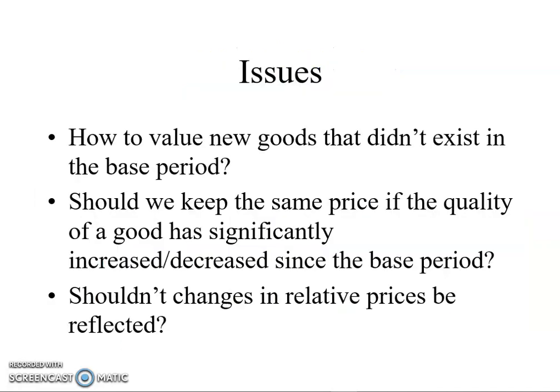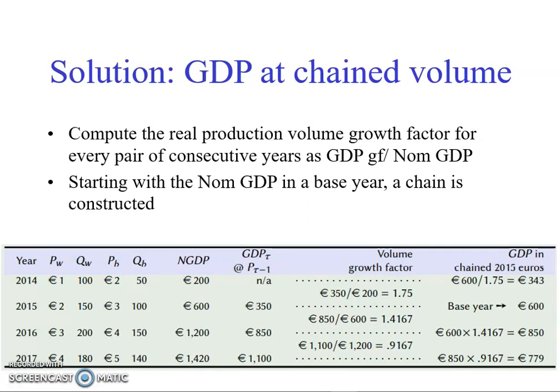Now the issue with this real GDP is how to value new goods that didn't exist in the base year. This is an issue. Another issue is whether we should keep the same price if the quality of a good has significantly increased or decreased since the base year. This is also an issue. Shouldn't changes in relative prices be reflected? So to overcome these issues, some countries thought about using a different method called GDP at chained volume. So let's explain this GDP at chained volume.